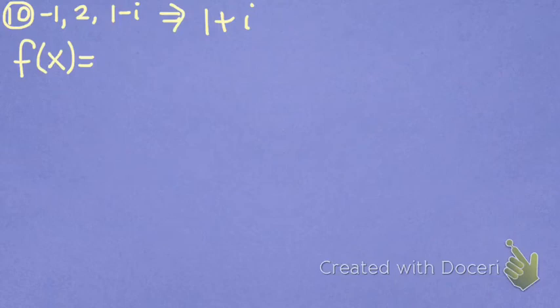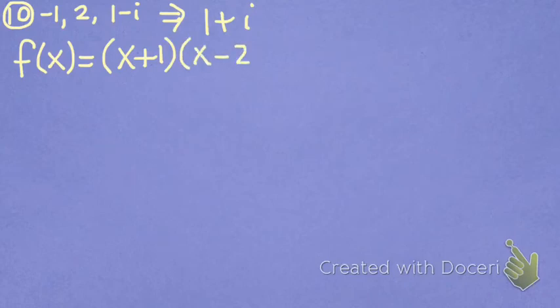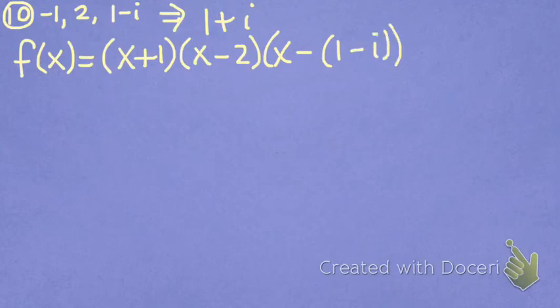So negative 1 is our first 0, means that x plus 1 is our first factor. 2 is our second 0, means that x minus 2 will be our second factor. And then we do just like we did on the previous problem, where we have x minus, in parentheses, 1 minus i, times our final factor, which is x minus, in parentheses, 1 plus i. And here we go again.